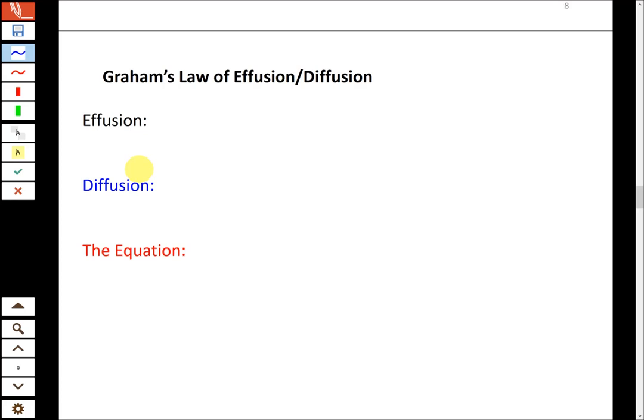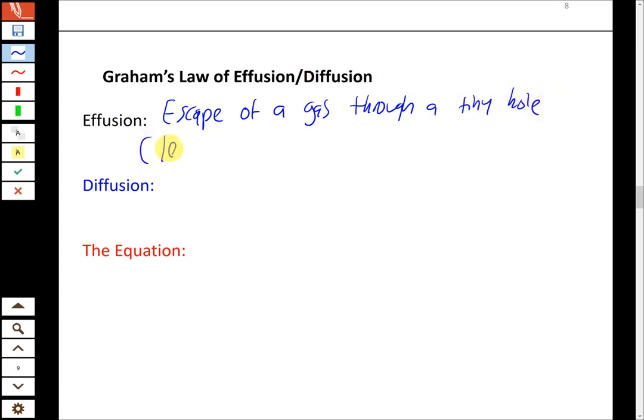They look very similar. They mean slightly different things, but mathematically they're the same because they both are related to how fast the gas molecules are moving. So effusion is escape of a gas through a tiny hole. In other words, it's a leak rate. How fast is it leaking out?